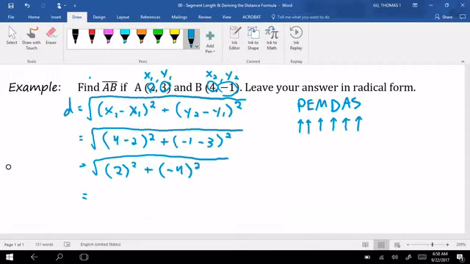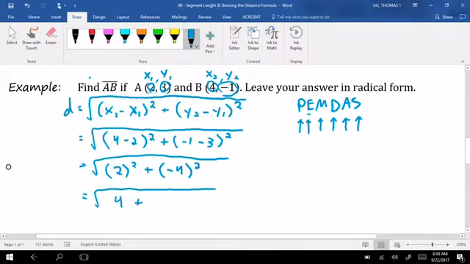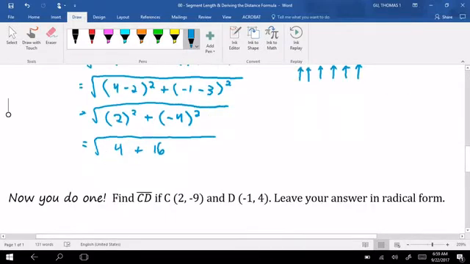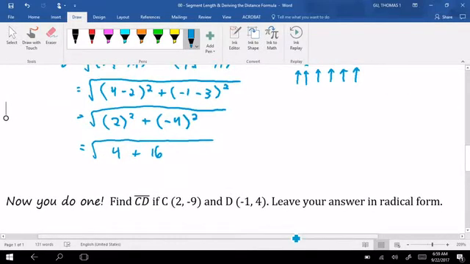And then what's next? We got the E, the exponents. So now 2 squared. What's that? That's 4 plus. What's -4 squared, or -4 times -4? That's going to be 16. And then under here we're going to have the square root of 20. The square root of 20.